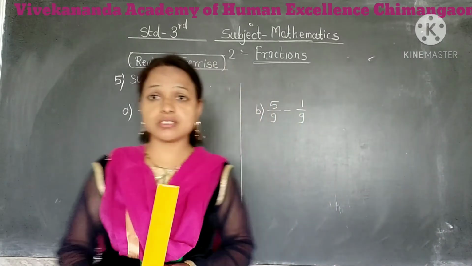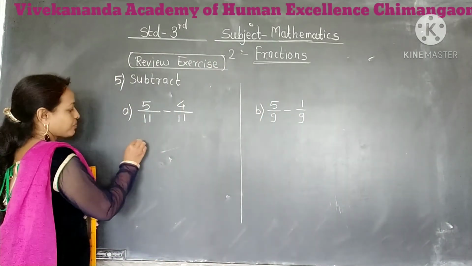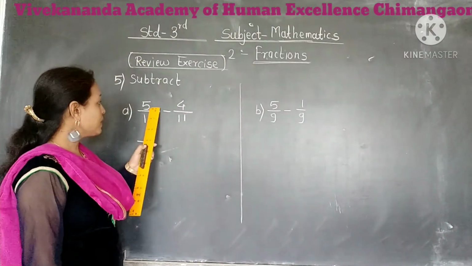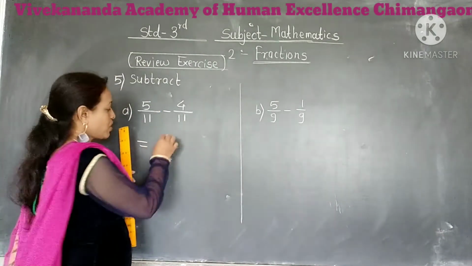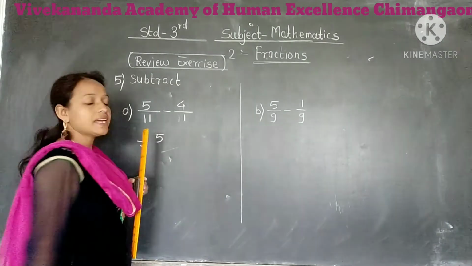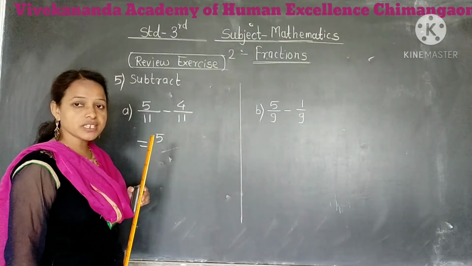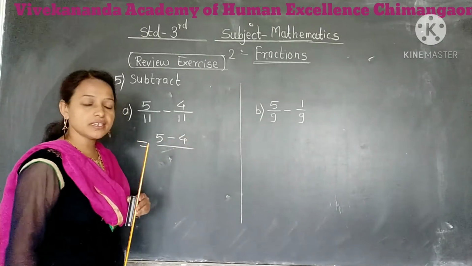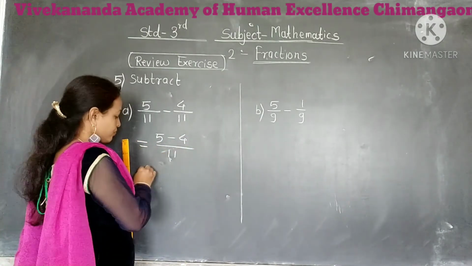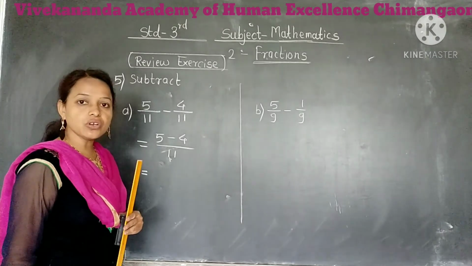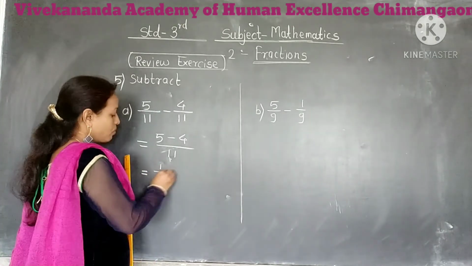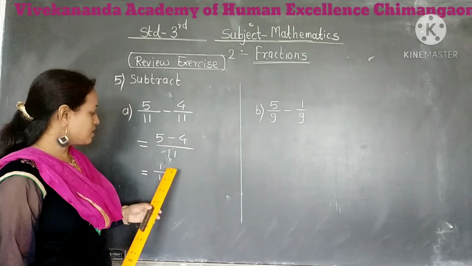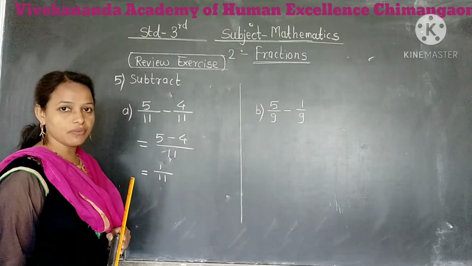So how to find the difference? By subtraction. Here we have to subtract. Numerator of first fraction is 5 minus numerator of second fraction is 4 and common denominator is 11. So 5 minus 4, 1 and common denominator 11. So we get its answer 1 upon 11.